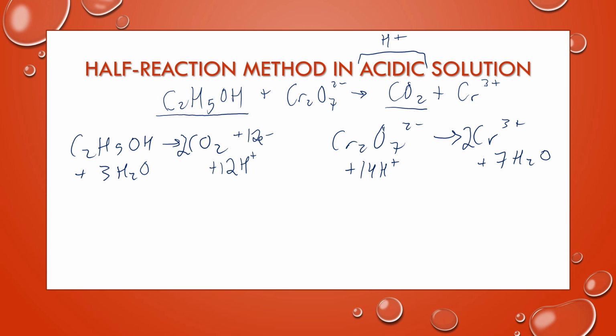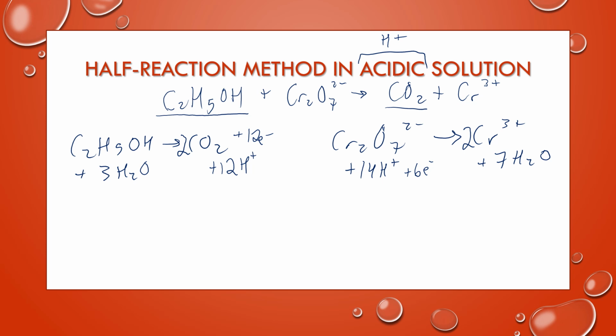For the other half reaction, on this side, I have a positive 12 charge, 14 from the hydrogen, and negative 2 from the dichromate. And on my product side, I have a positive 6 charge from the 2 chromium ions. I need to make them equal, so I can add 6 electrons. Squeeze it in here. Because if I add in 6 negatives, that will get it down to +6, and they will be the same. Okay, so now my electrons are balanced as well, or my charges are balanced.